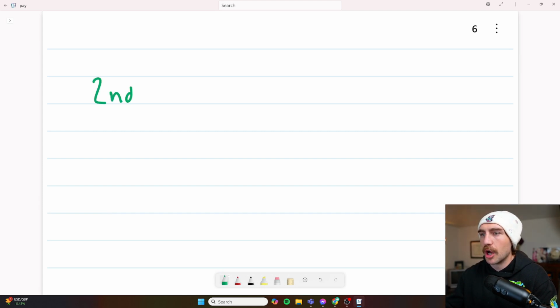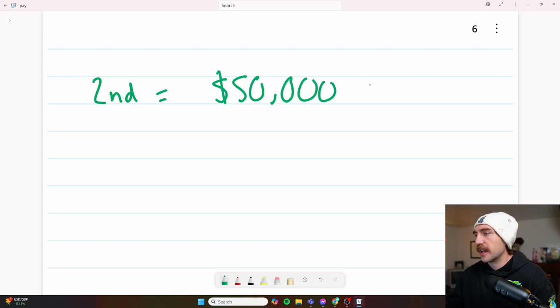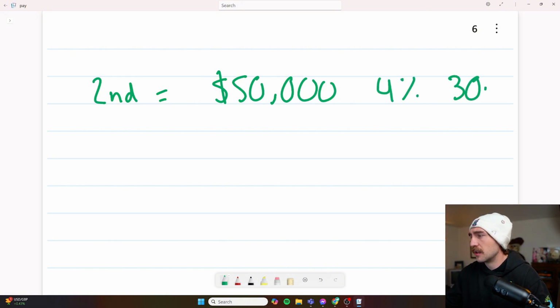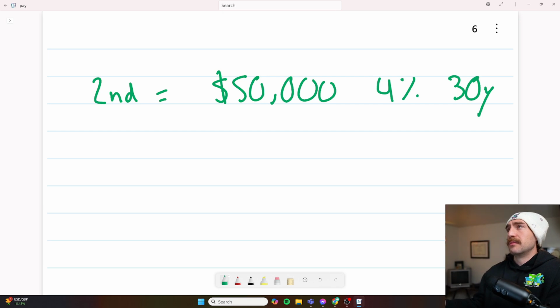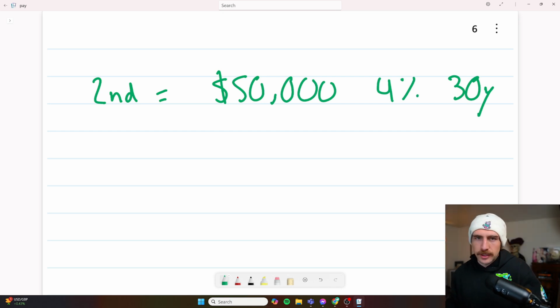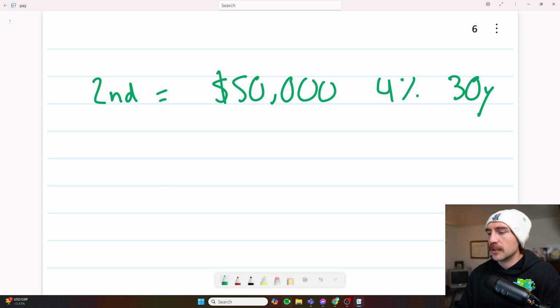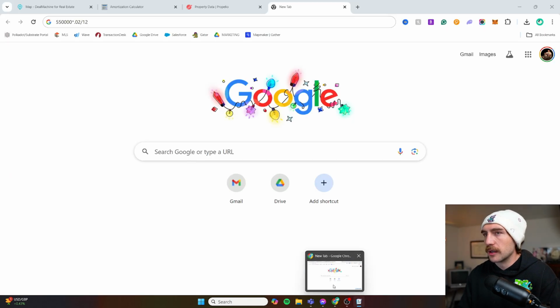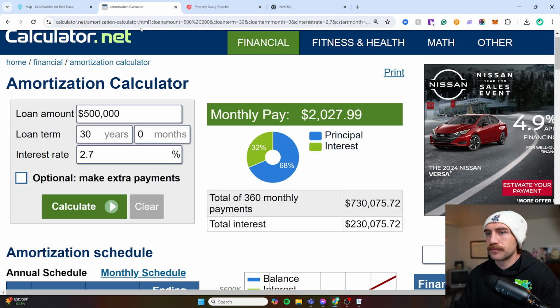Ugh, gross. Okay, and it's $50,000. And it's a low rate, Max. It's only 4% interest for 30 years. What a great deal. We got solar panels. We're helping the environment. Don't buy solar panels. What a freaking scam. So we're going to go back over to our amortization calculator.